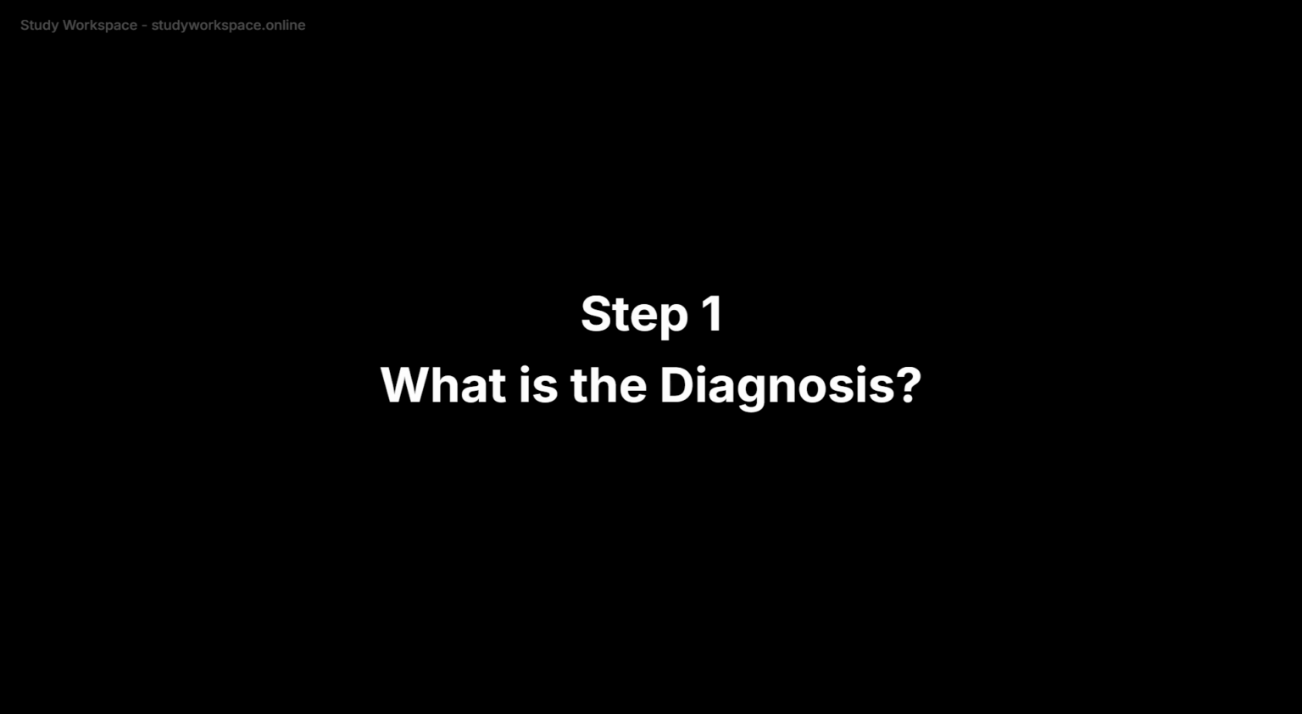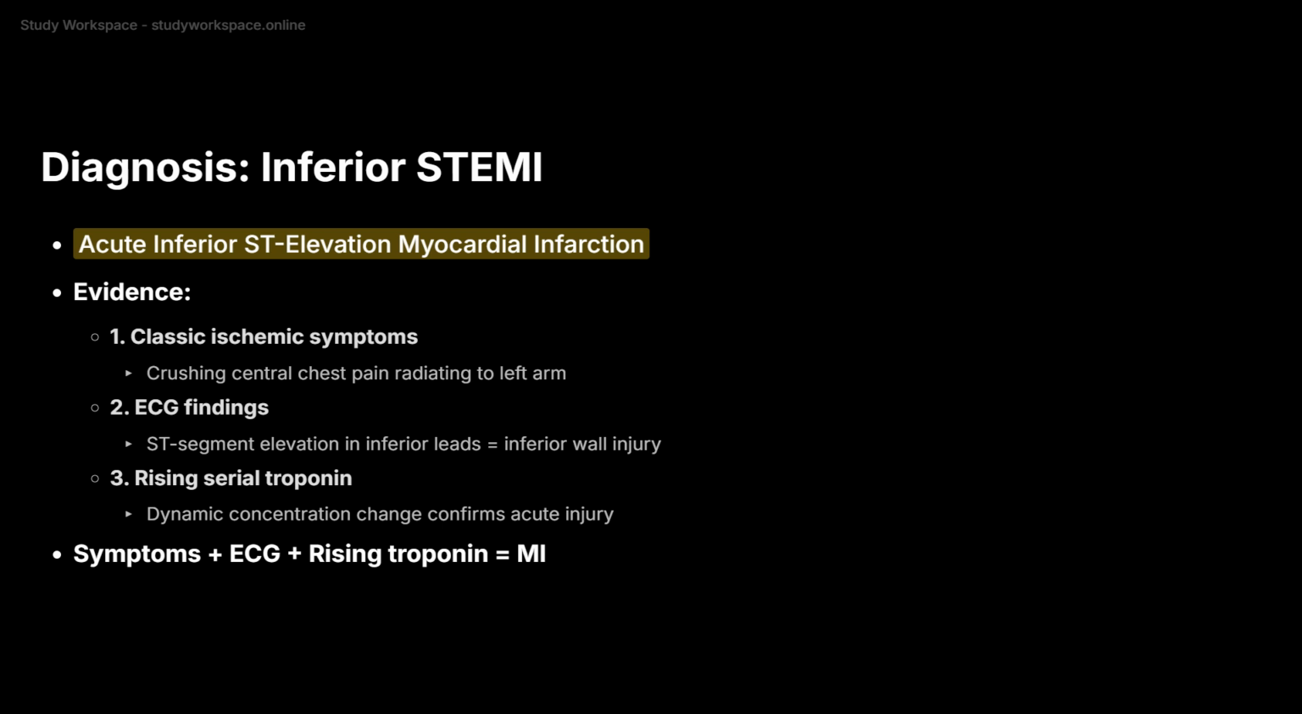The first question asks for the diagnosis with reasons. The most likely diagnosis is an acute inferior ST segment elevation myocardial infarction, commonly called an inferior STEMI. Why is this the correct diagnosis? First, the patient has classic symptoms of myocardial ischemia. The pain is central, crushing in nature, and radiates to the left arm. Second, the electrocardiogram demonstrates ST segment elevation in the inferior leads, indicating injury to the inferior wall of the heart.